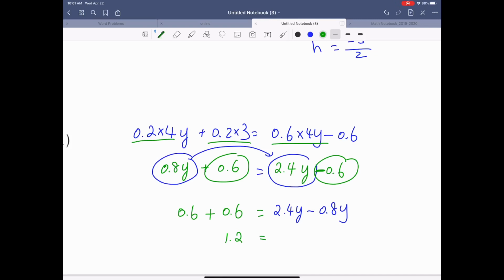1.2 equals 2. Group the like terms. That will be 2.4 minus 0.8 times y. That will give you 1.6. Then move the 1.6 over to the other side and change it to divided by. Plug it in your calculator, and you can calculate it.